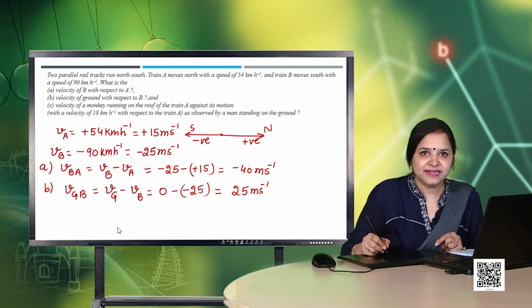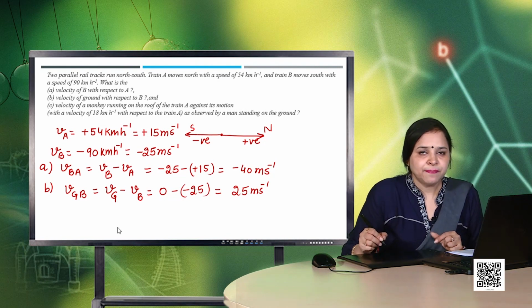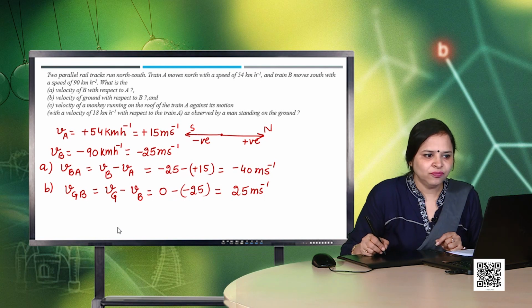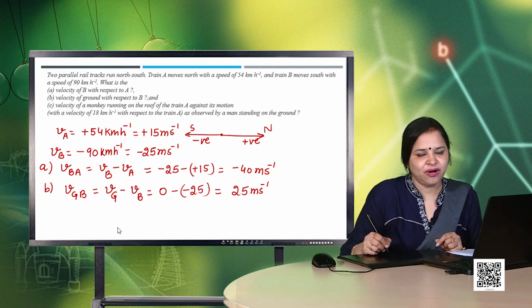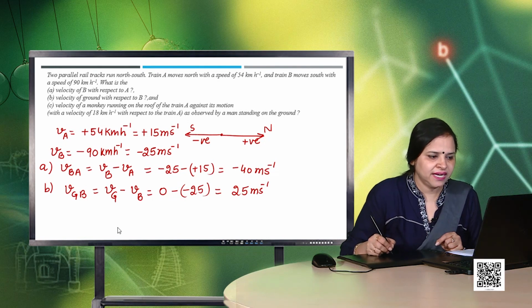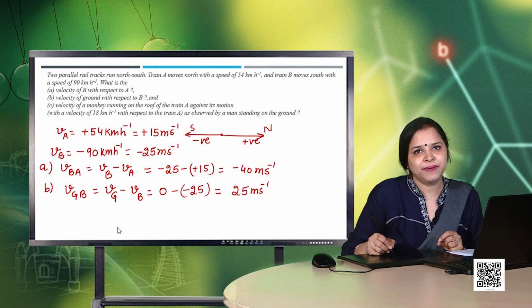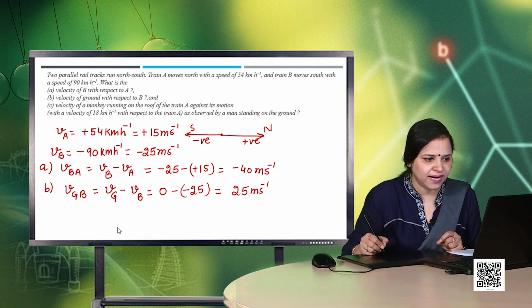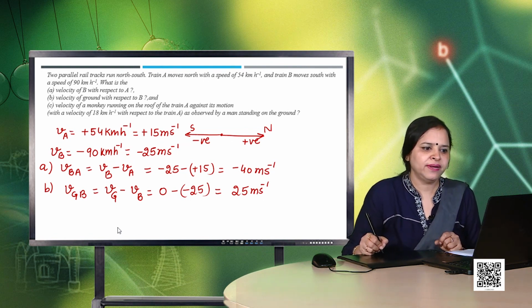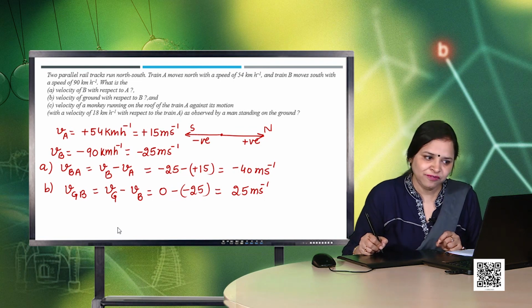Suppose we are travelling in a train, then it appears to us that the ground is moving in the opposite direction of our motion. Similarly, if any passenger is sitting in train B, then to him, he is moving towards south, but to him the ground will appear to move towards north. So, that is positive 25 meter per second, with the same speed.